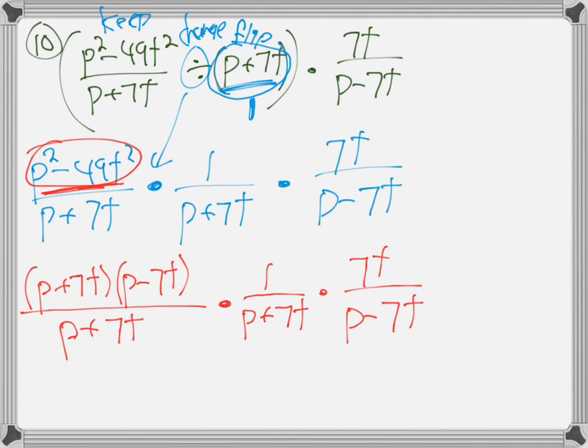Is that good? And then we just cancel anything top to bottom. You can go straight up and down or diagonal up and down. It doesn't matter. So p plus 7t, p plus 7t. P minus 7t, p minus 7t, huh? What's left? 7t over p plus 7t.